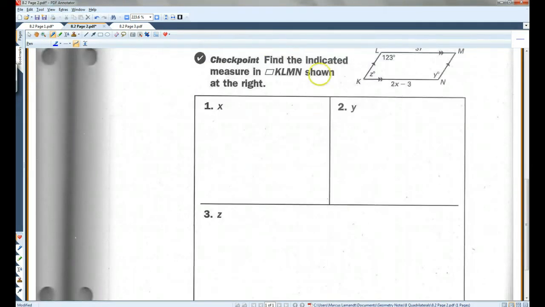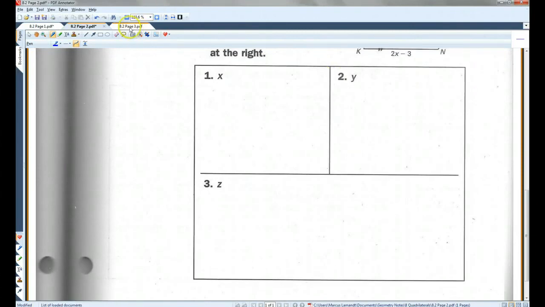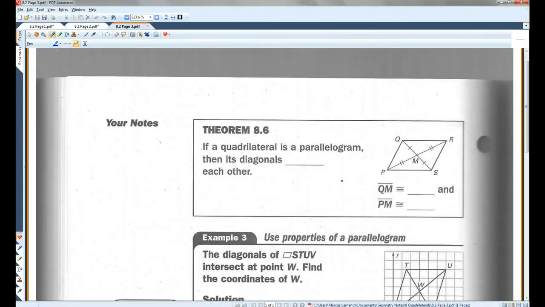Alright, I'll let you guys solve for x, y, and z in the checkpoint. Let's go on to page 3. Okay, if a quadrilateral is a parallelogram, then the diagonals bisect each other. Now remember, bisect means it cuts in half. So these diagonals cut each other in half. So this is going to equal this. This is going to equal this. So QM is congruent to MS, and PM is congruent to MR.